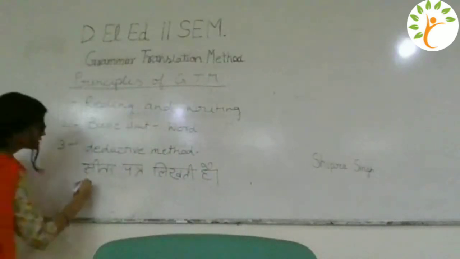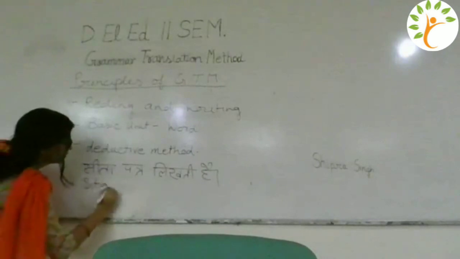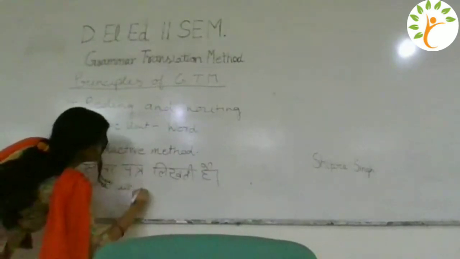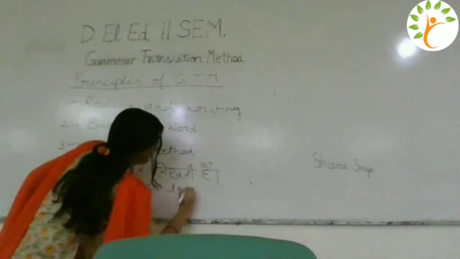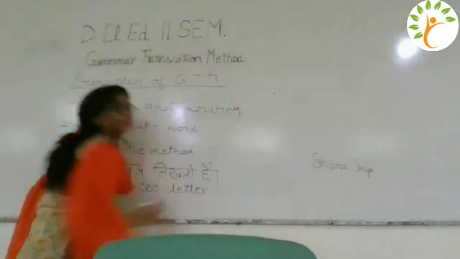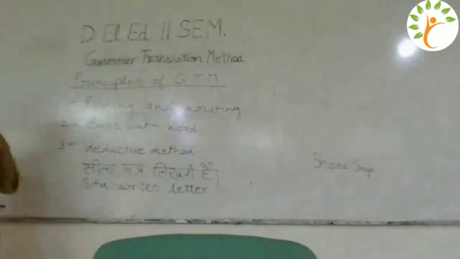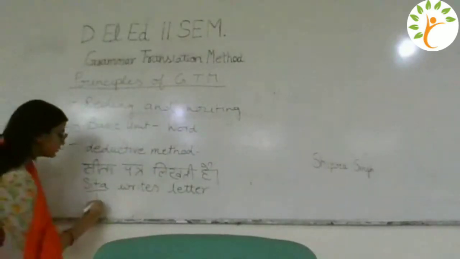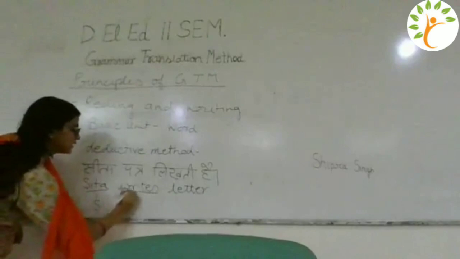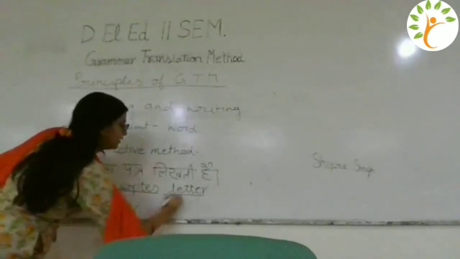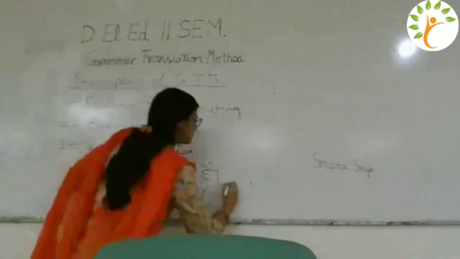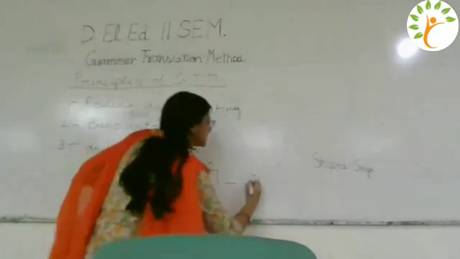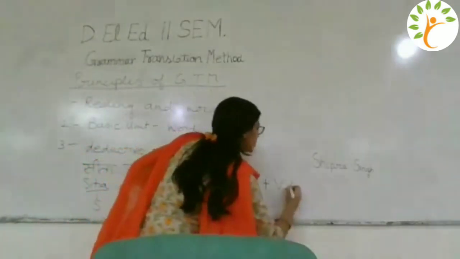Now here, Sita writes letter. Here we will see Sita is the subject, write is the verb, and letter is the object. So here we are seeing that the relation is subject plus verb plus object.